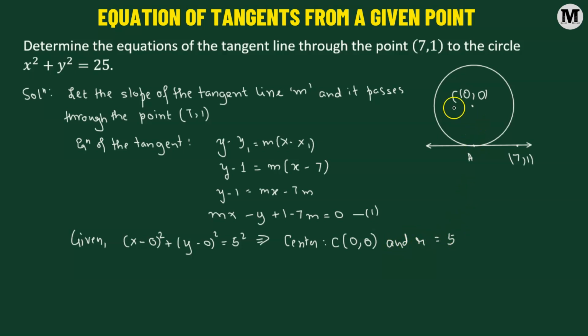Now, we can use a different formula here. We know that our task will be to find the value of m, and once we have the value of m, we can easily find the equation of the tangent line. To find the value of m, we'll drop a perpendicular from C to the point of tangency, that is point A. We can define this distance because there's a formula for finding the distance of any point from a straight line. So let's quickly recap that formula.